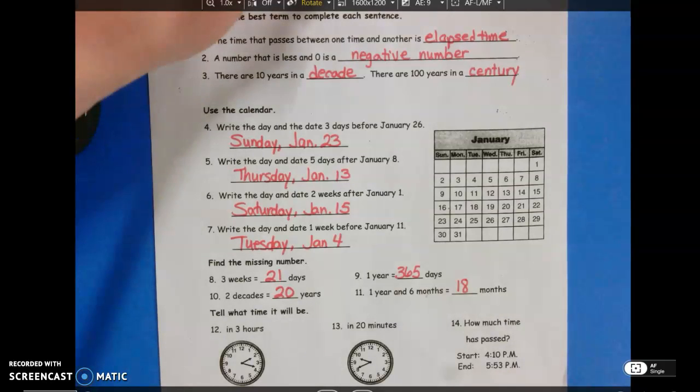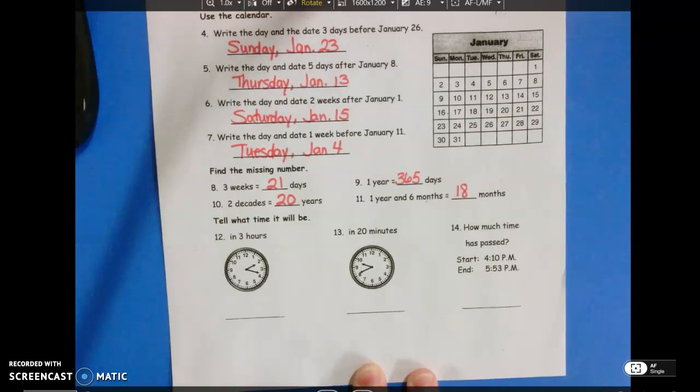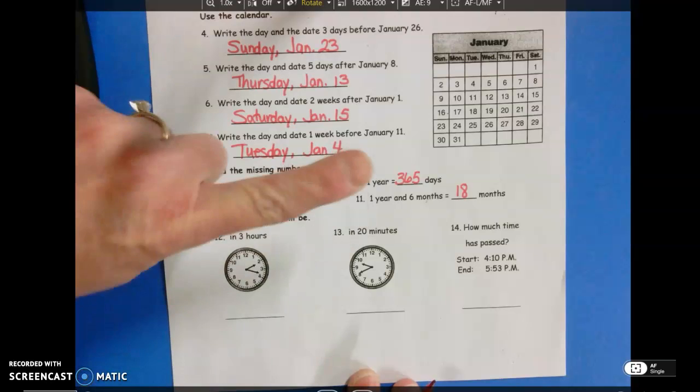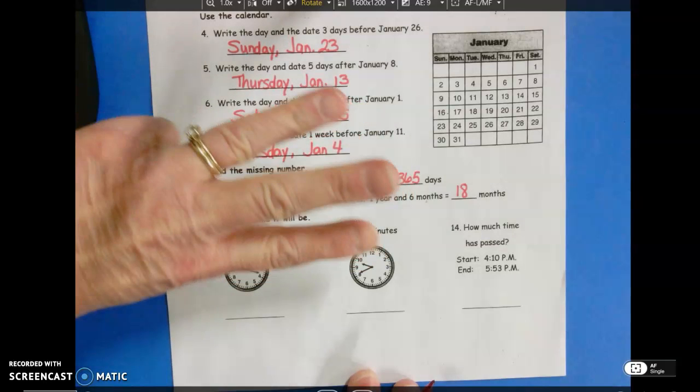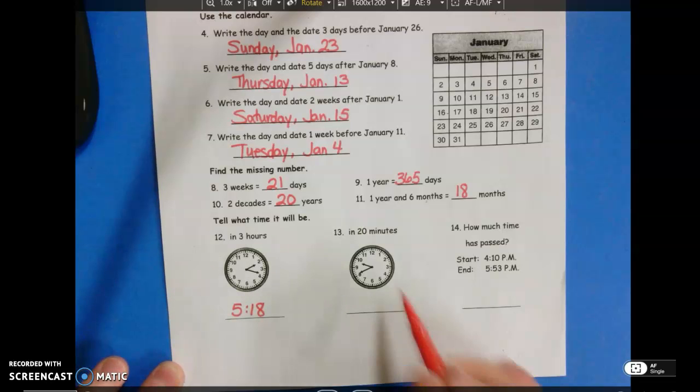Now, what about that elapsed time? Be careful on these because these clocks were not always on exact numbers, but as fourth graders, we should be able to tell the time. This clock is 2, it looks like 18. So 2 to 3, 3 to 4, 4 to 5. What time will it be in 3 hours? 5:18. What time will it be in 20 minutes?